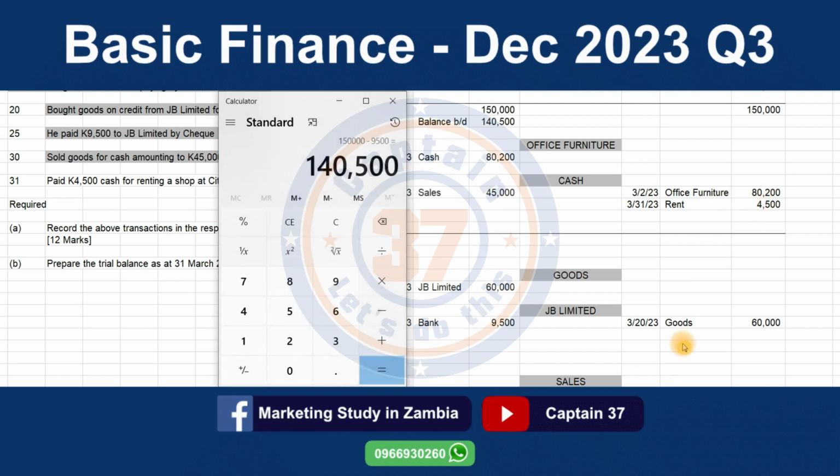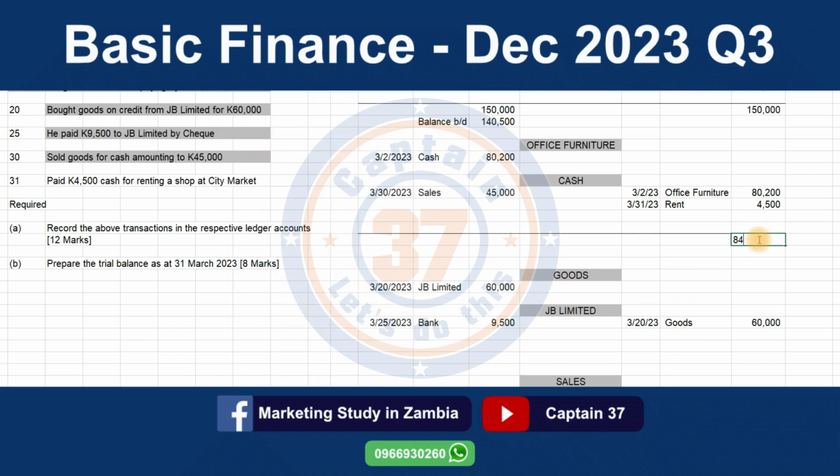So where's that calculator? Here it is. So it's 80,200 plus 4,500. It gives us 84,700. So we'll write here 84,700, and also write on this side 84,700. So this plus 0 plus 0 does give us 84,700. How about this side? 45,000 plus 0 plus 0 plus 0. Does it give us this amount?